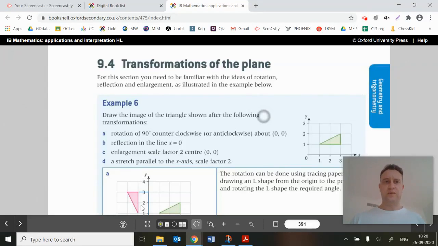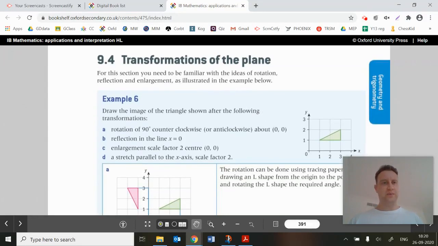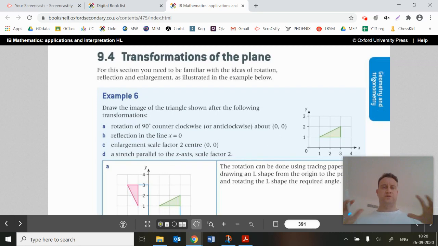Hi there, guys. We're working towards 9E in the book now. This is about performing transformations on objects in the XY coordinate plane using matrices. So we're using matrices on a set of coordinate points, potentially one, potentially a set of coordinate points. But the matrix will perform a certain type of transformation.